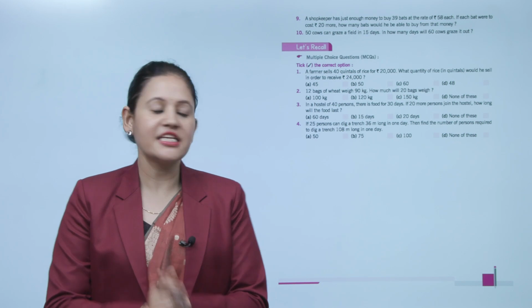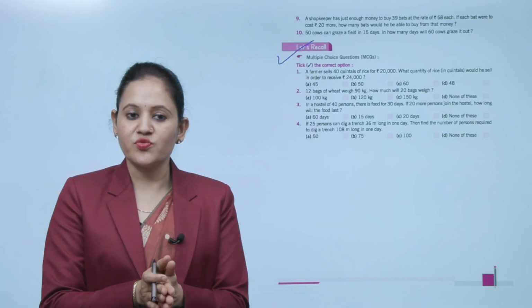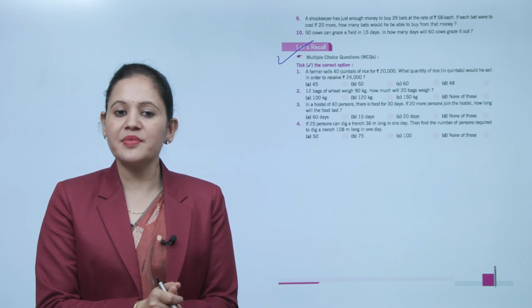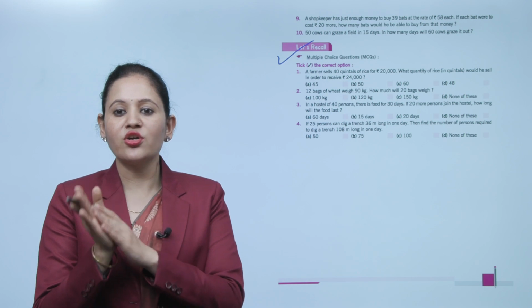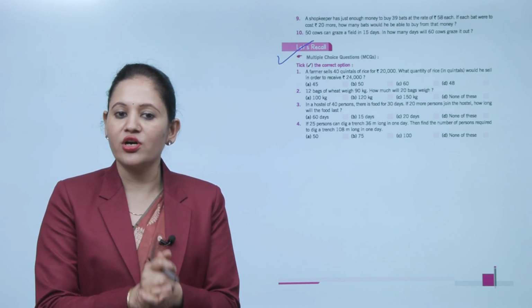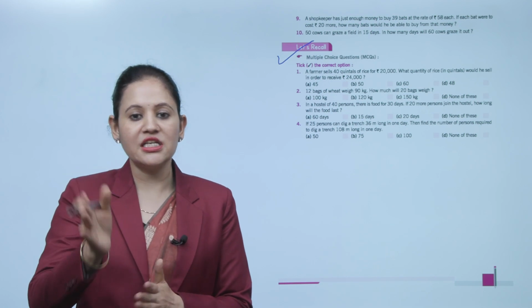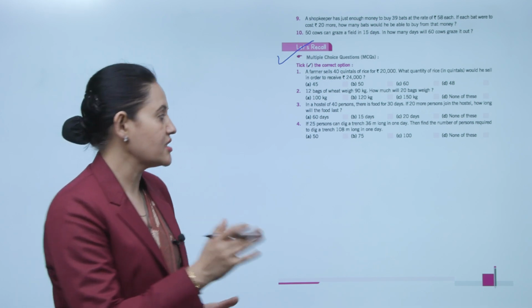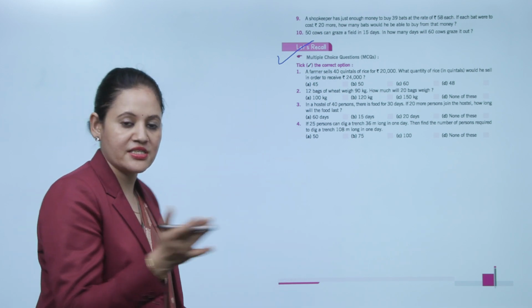Next is, let's recall. Multiple choice questions. Take the correct option. A farmer sells 40 quintal of rice for rupees 20,000. What quantity of rice would he sell in order to receive rupees 24,000? As the quantity increases, the price will increase. So, this is a case of direct variation. So, suppose the quantity of rice is x.